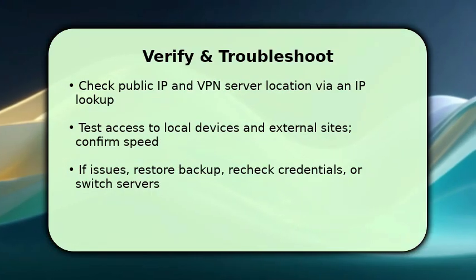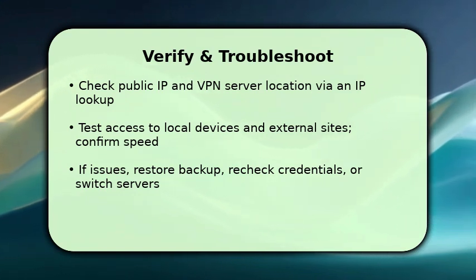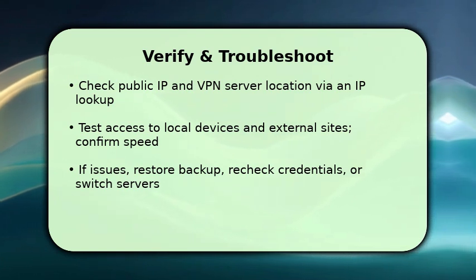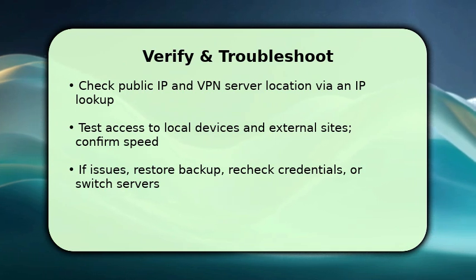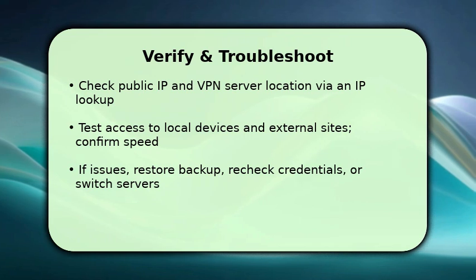You finish by verifying the VPN is active. Check your public IP and server location with an IP lookup and confirm external sites load. Make sure local network devices remain reachable if you need them. Adjust split tunnel rules if not. Test speeds and latency to ensure performance is acceptable.